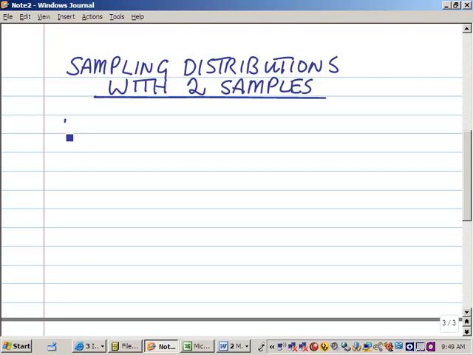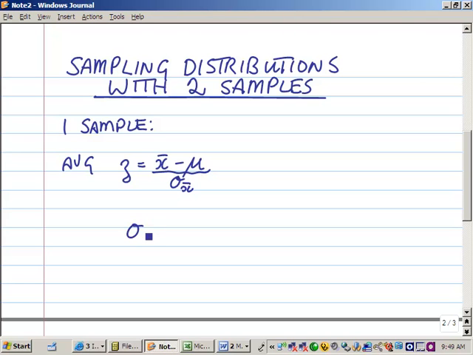With the one sample cases that we've looked at, first with the average, we had a z equal to x bar, the limit, minus the mean mu, divided by the standard deviation sigma sub x bar, and then we had a formula for sigma sub x bar. Sigma sub x bar was sigma divided by the square root of n.